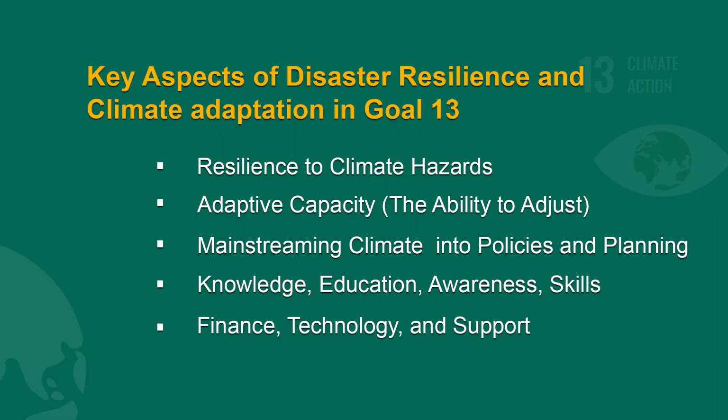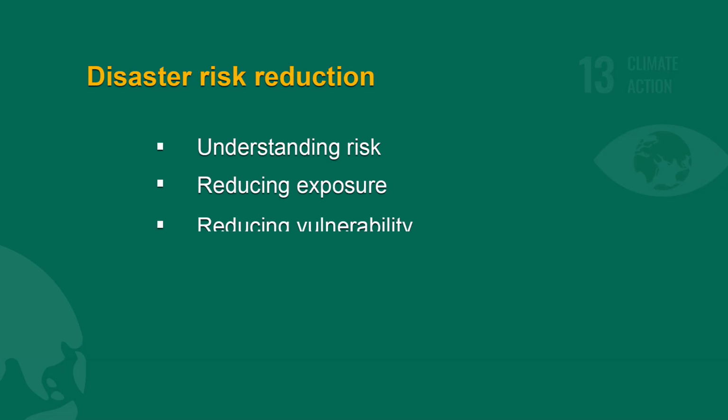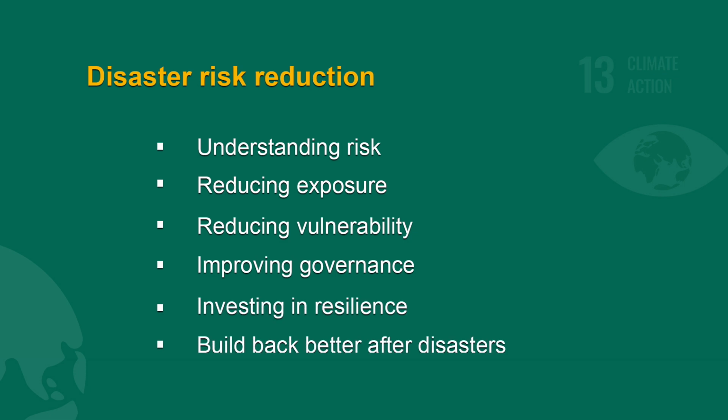Let me explain to you the disaster risk reduction link which is associated with Goal 13. This is where disaster resilience fits strongly. Disaster risk reduction is not only response. It's understanding risk, reducing exposure, reducing vulnerability, improving governance, investing in resilience, build back better after disasters. So, what is it that we have to think about? Climate adaptation without DRR becomes weak. Disaster risk reduction without climate thinking becomes outdated. These two are interlinked with each other.